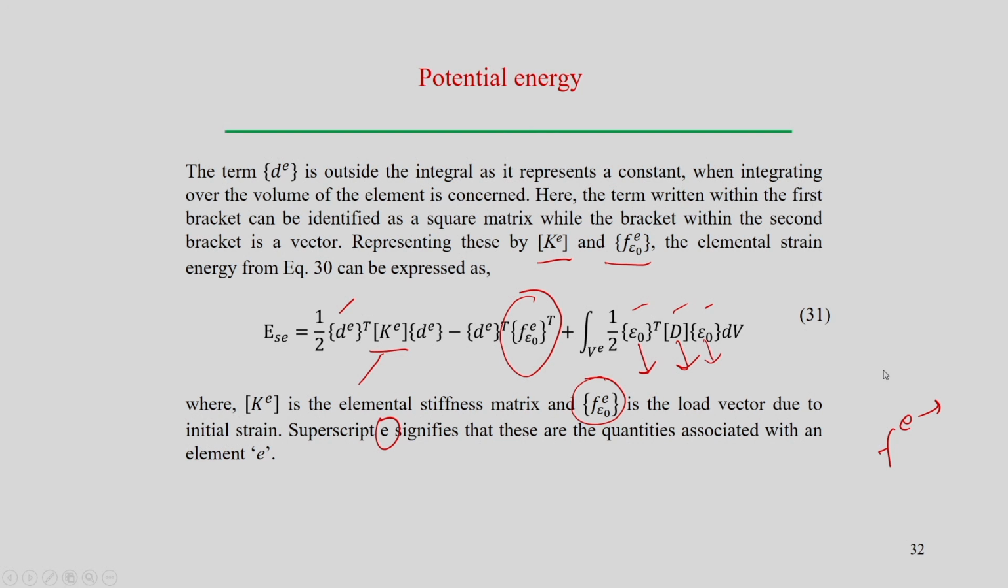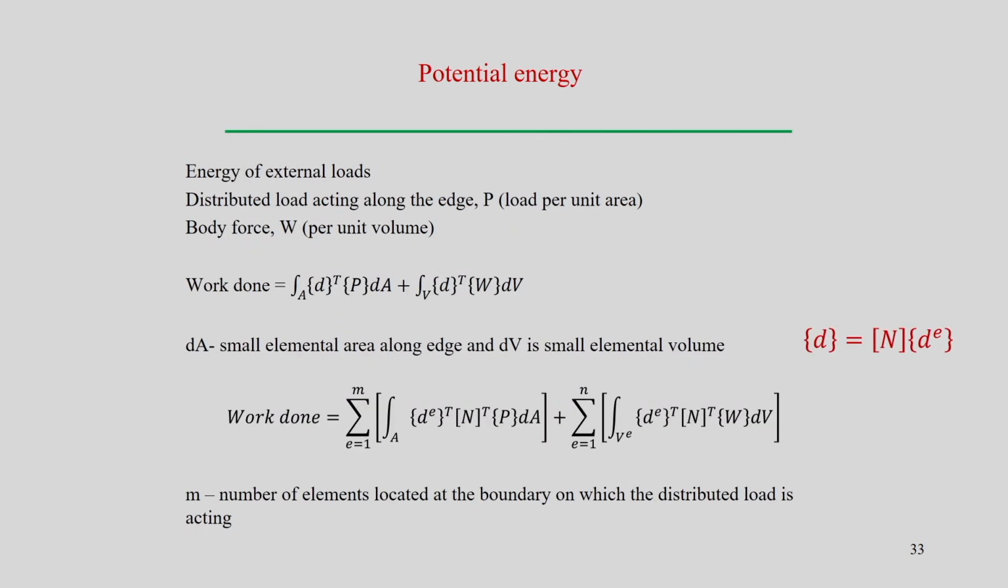So, therefore, strain energy can be represented in this matrix form, the elemental stiffness matrix, and in terms of the load vector, that is the potential energy we represent in this way. Now, energy for external load. We have already estimated the strain energy, but what is associated with the external load?